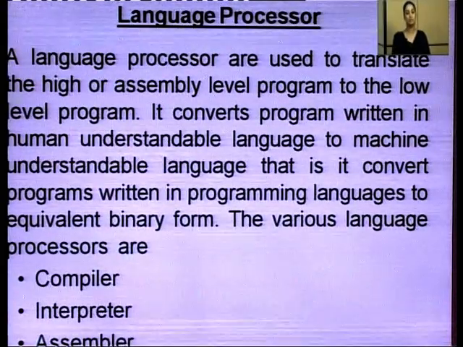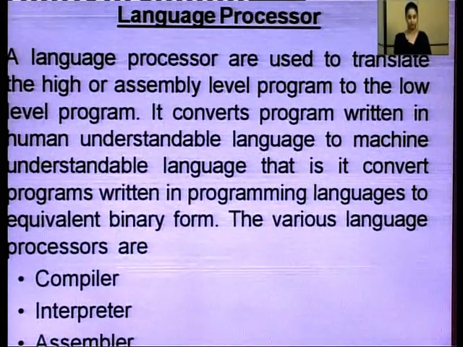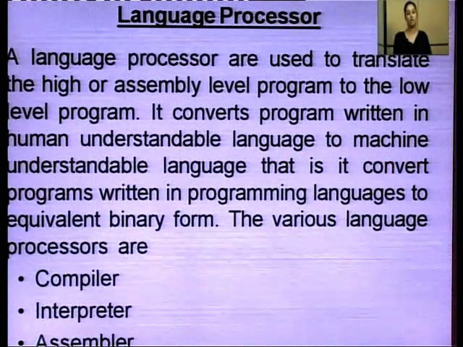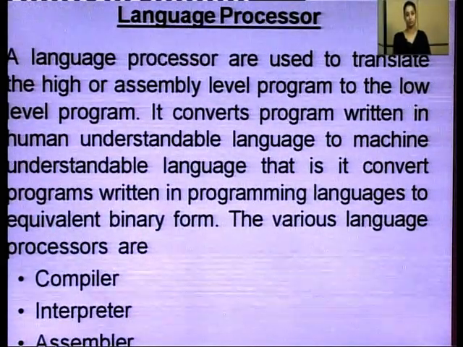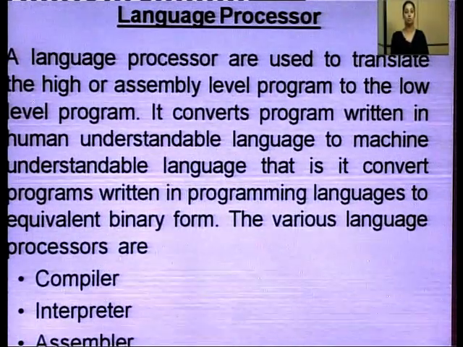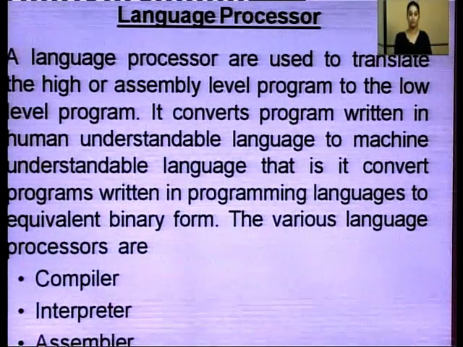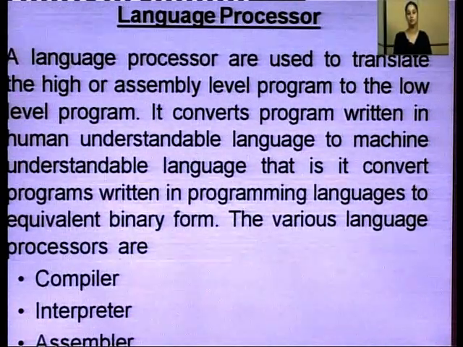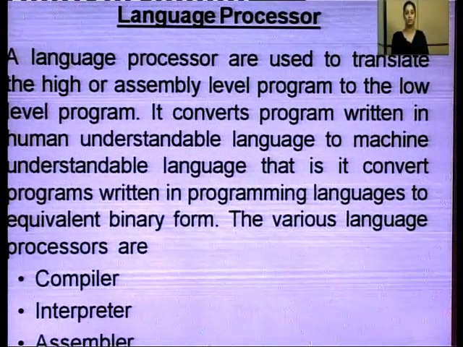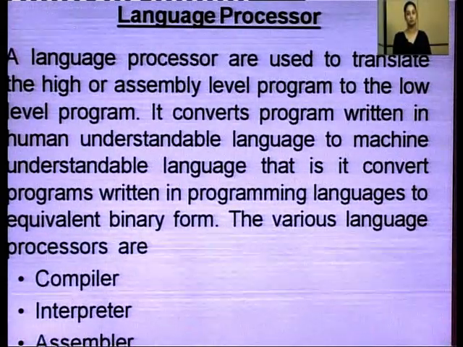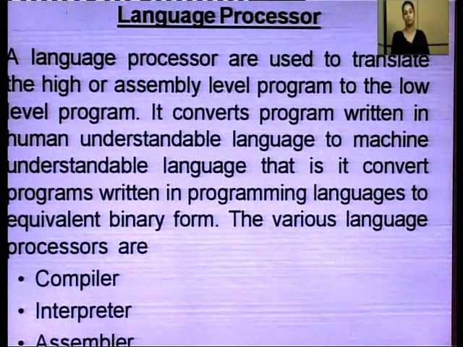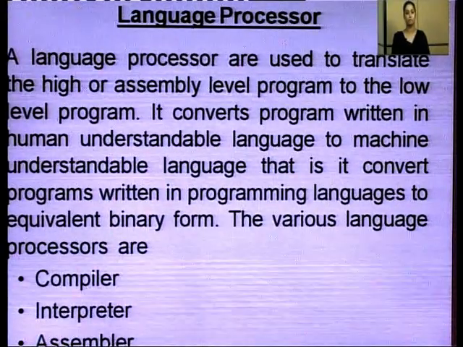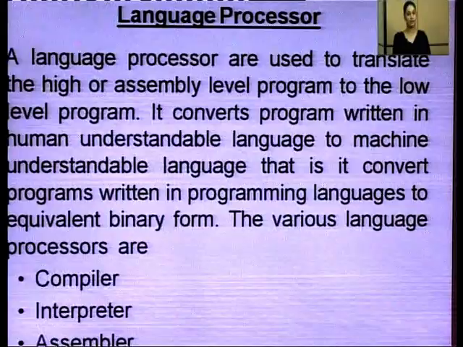Here the compiler is a set of programs which converts the high level program written in a high level language to the low level language, that means the binary form. Examples of compilers are Turbo C, which converts the C language program into binary format, and Javac, which converts the Java programming language to binary format.